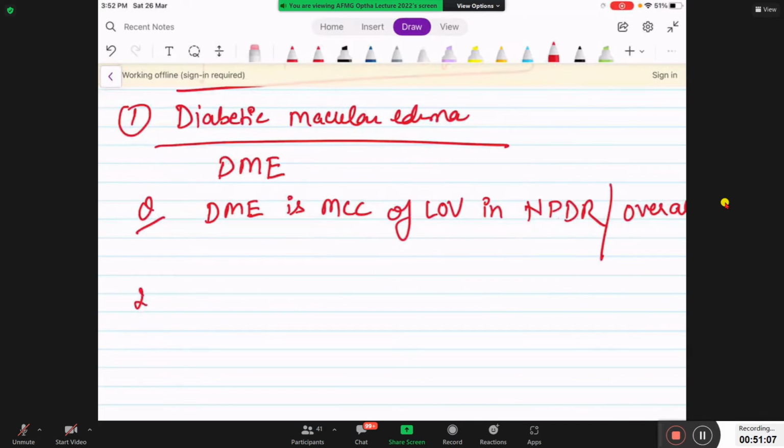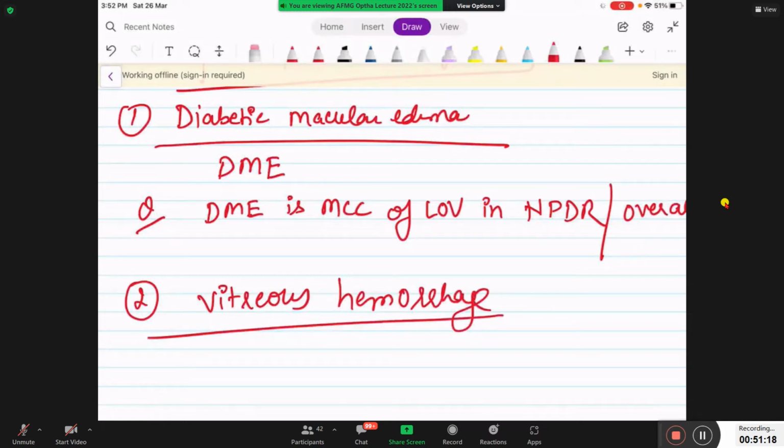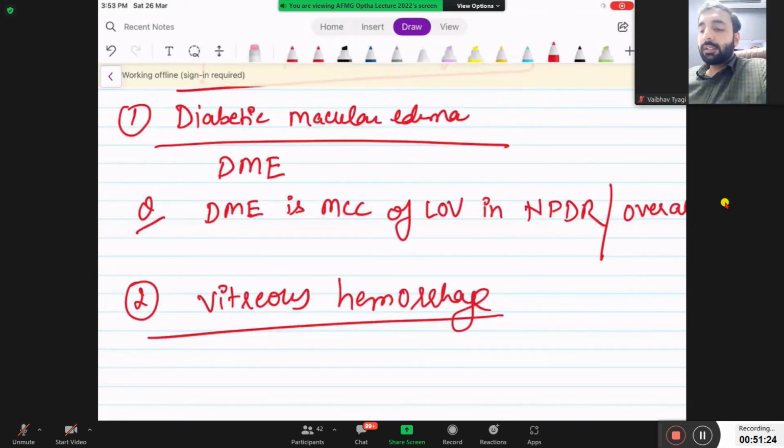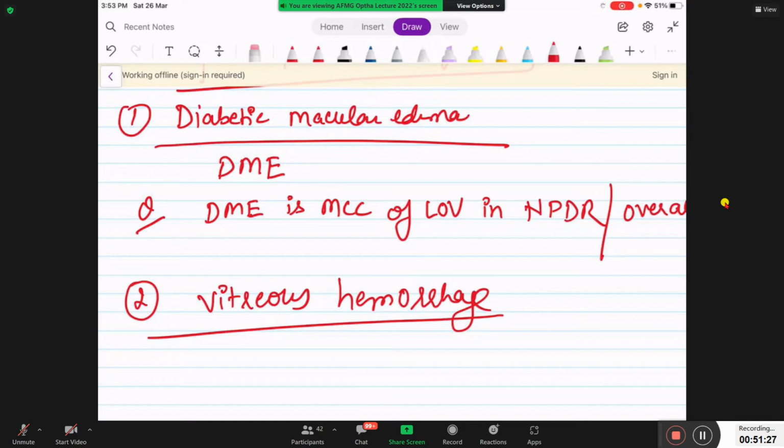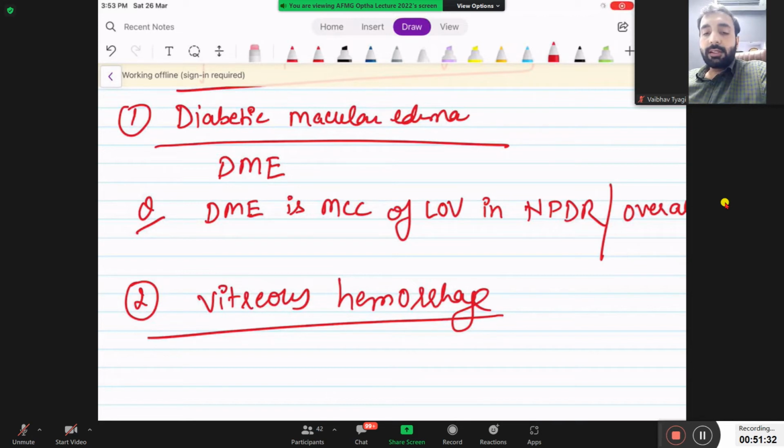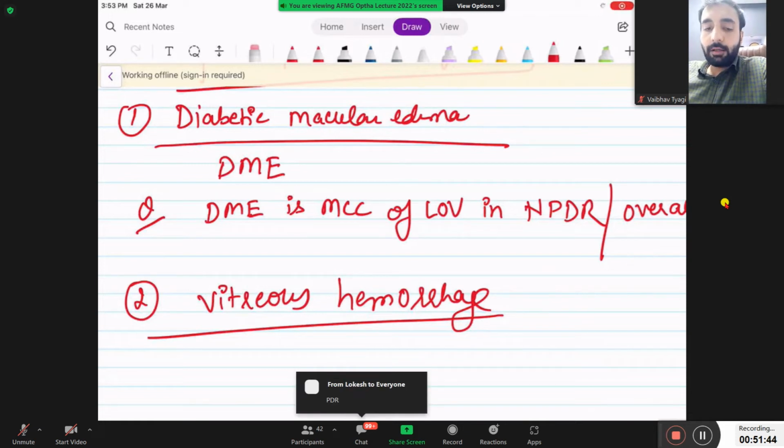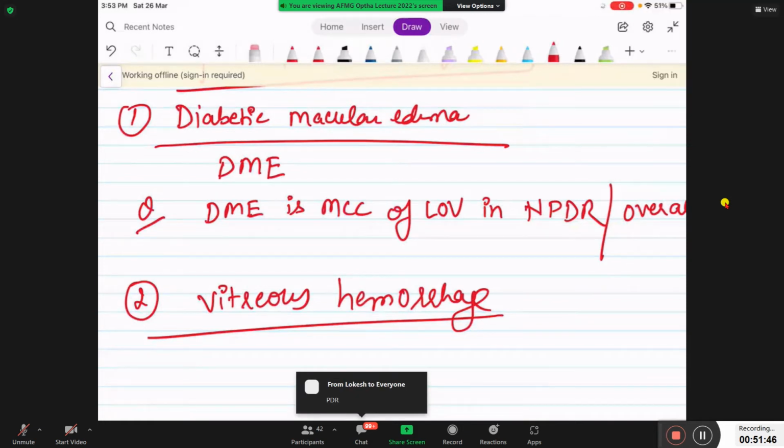Second, write down second complication. Second complication is vitreous hemorrhage. So there is so much bleeding in the vitreous hemorrhage because these new vessels have ruptured. New vessels are seen in which type of diabetic retinopathy? New vessels are seen in NPDR or PDR. PDR is proliferative, right? So proliferation has occurred in PDR. So vitreous hemorrhage is seen in PDR.